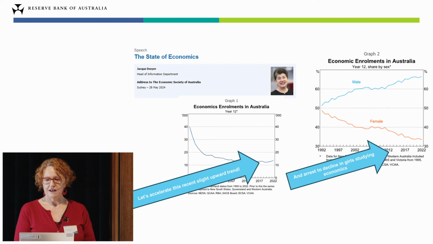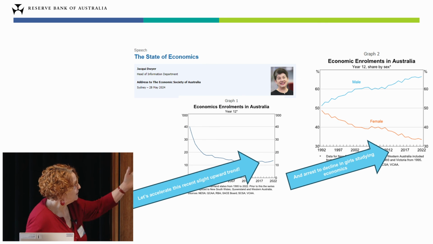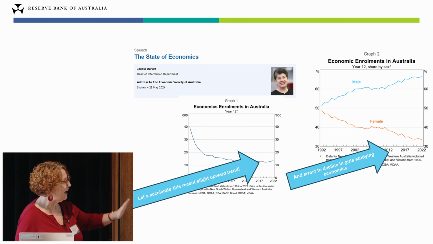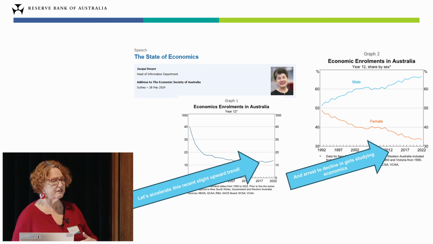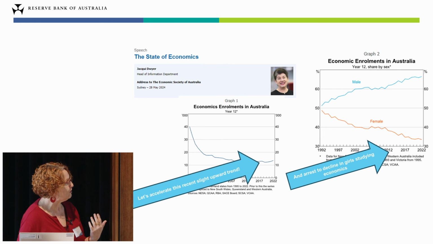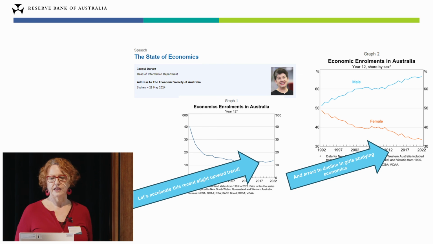And my last slide is the former head of the EAP program, Jackie, who's recently taken on another role in the bank. She gave a speech and she showed us what's happening to economics enrolments. Now, I'm very heartened by the fact that the fall seems to have been arrested and we're experiencing a very slight upward trend. So I want us all to try to accelerate the trend. What we do have to do is arrest the decline in the number of females studying economics.